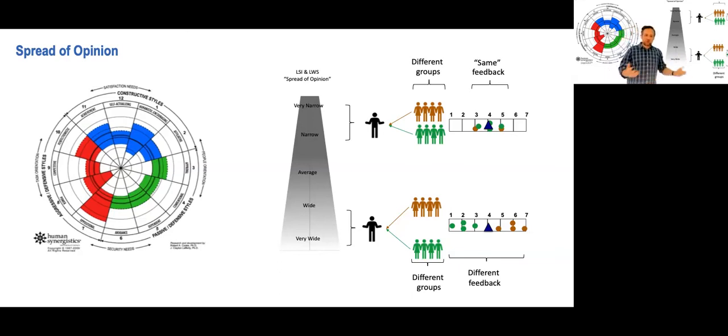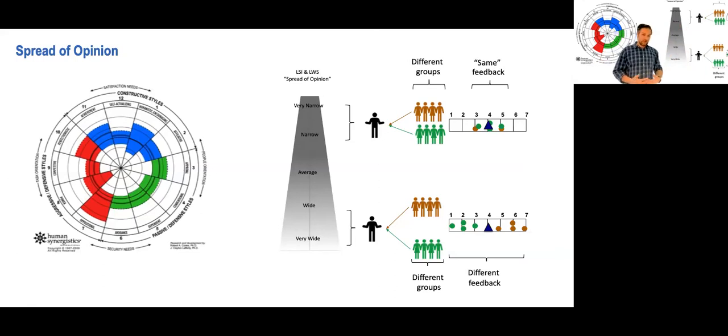So this happens quite frequently. We see this all the time in LSI and LWS reports, and you can see this in the report. We actually tell you the extent to which each of the 12 styles in the feedback is either very narrow, narrow, average, wide, or very wide. A lot of times we get follow-up questions from consultants and participants about what it means when the spread of opinion is narrow versus when the spread of opinion is wide.